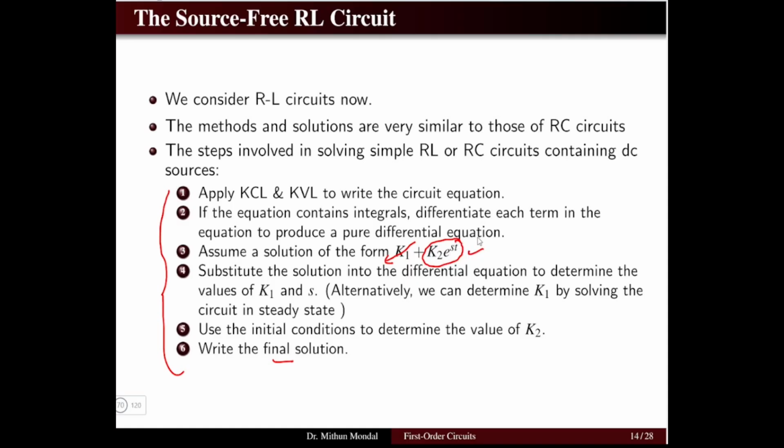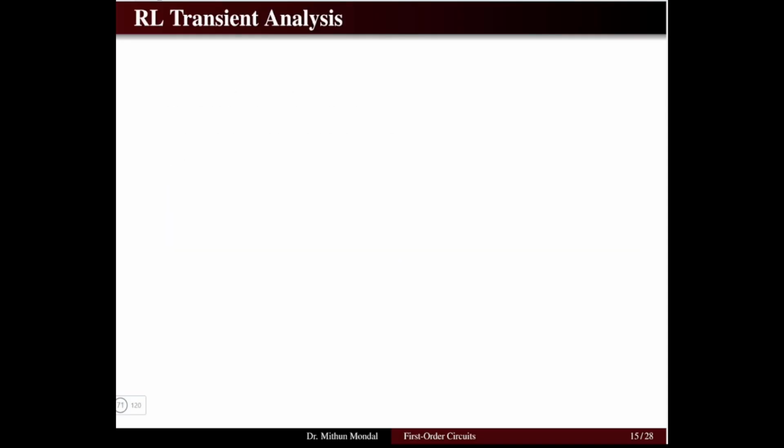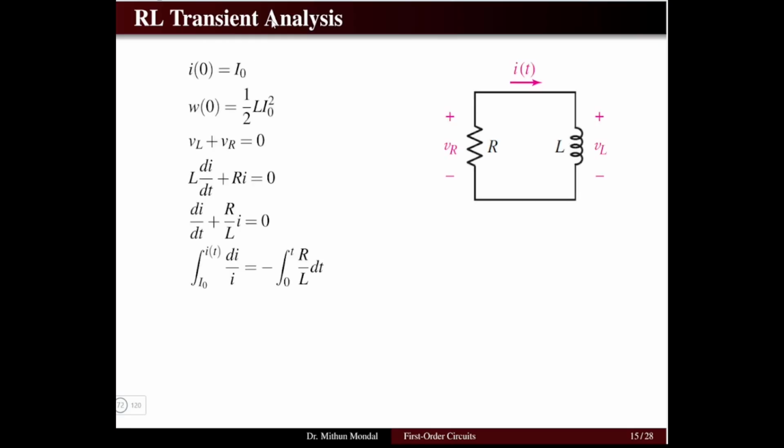So we have started our discussion for the source free responses. Let us start with the RL transient response, similar to the RC one. Here we have one inductor and one resistor. The inductor has an initial current at time t equal to 0, which is equal to I naught. It means that the inductor will have some amount of energy. The energy of the inductor will be half L I naught square, where I naught is the current at the instant t equal to 0.